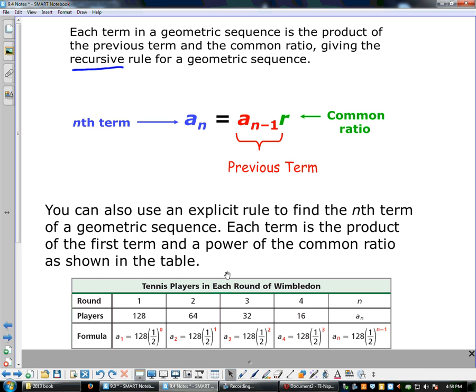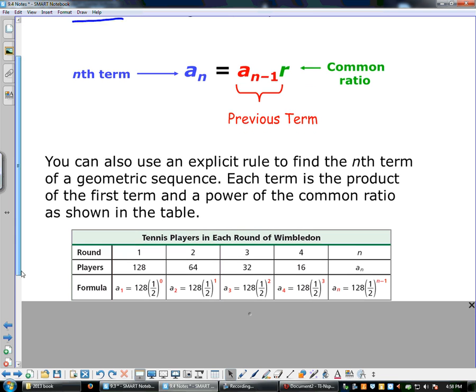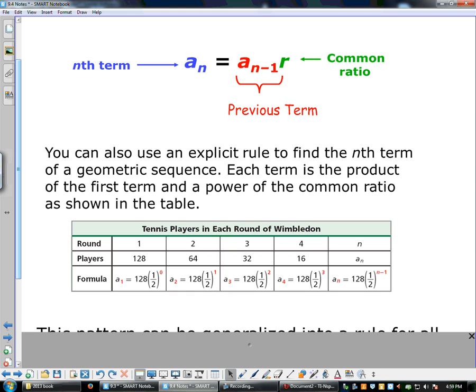So each term is the product of the first term and a power of the common ratio, as shown in the table. So for example, this goes back to that chart we were talking about, Wimbledon, in the graph there. So in the first round there were 128 players. So instead of using this recursive formula again, we're going to take our common ratio. So 128 to 64, you get that by multiplying by a half, and 64 to 32, that's a half. This 1/2 is the common ratio between these.